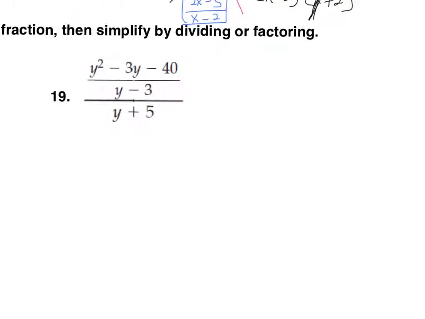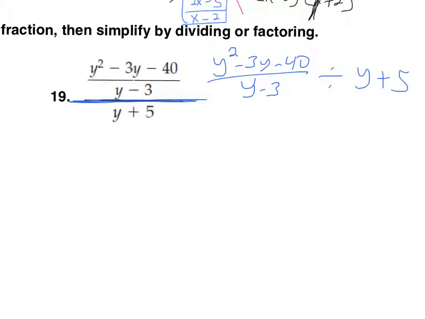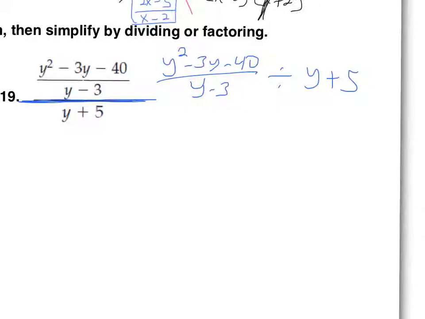All right, here is another one. Notice where the big fraction bar is. It's right here. So let's recopy this. y squared minus 3y minus 40 over y minus 3, divided by y plus 5. Notice that we're actually dividing by y plus 5. It's not y plus 5 as a fraction. Not yet. So you know that you're going to have to flip this one, but that almost doesn't make sense because it's not even a fraction.